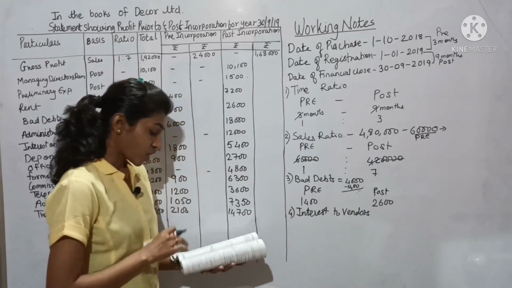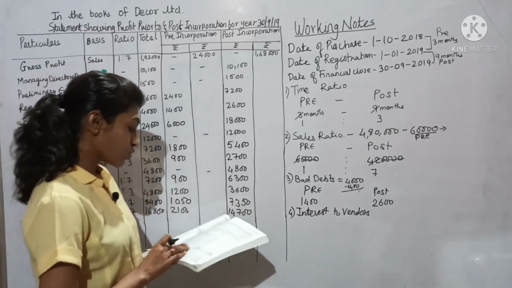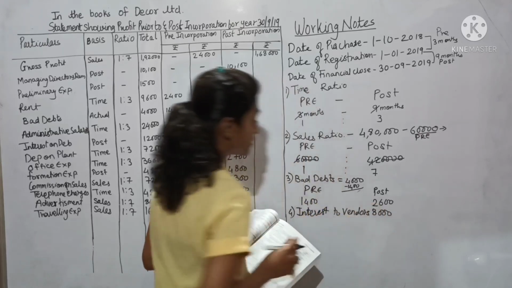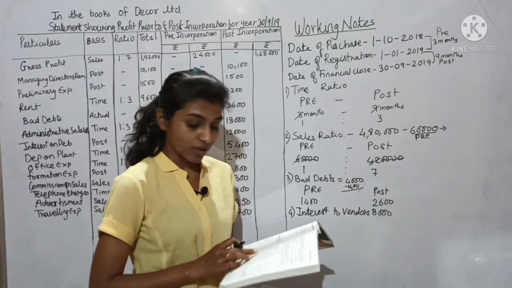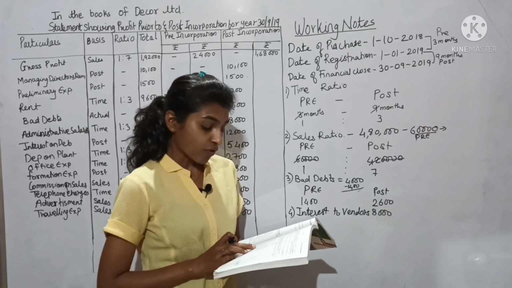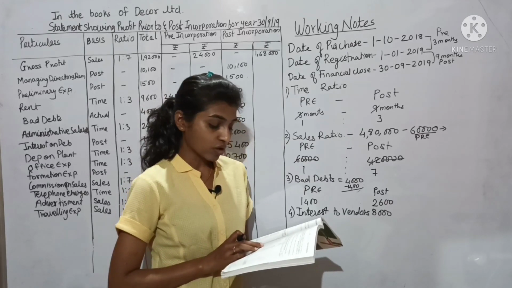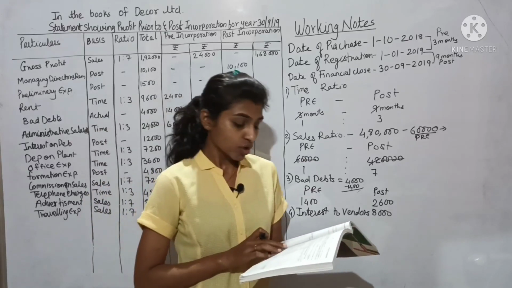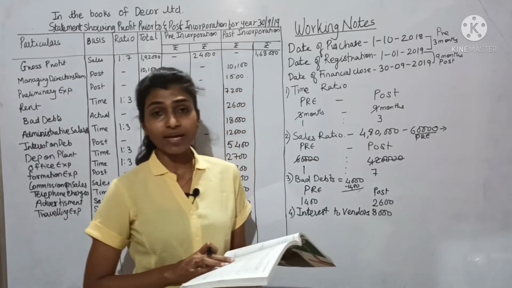Okay, so what is the interest to vendor adjustment? The total interest to vendor is 8,000. They said 6% on 2 lakh rupees from 1st October 2018 to 31st May 2019. Now calculate the months from 1st October to 31st May 2019. In total there are 8 months.